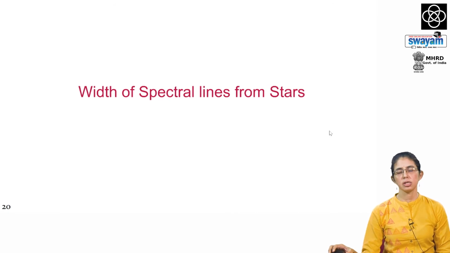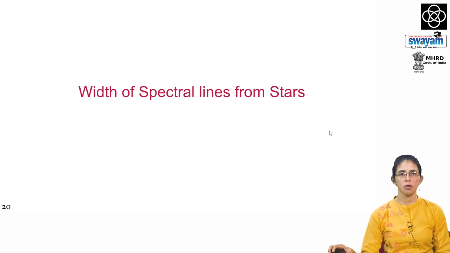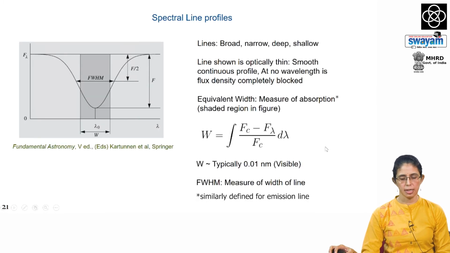While we have understood the strength of spectral lines, is it also possible to understand what causes the width of the spectral lines? The spectral lines can be broad, narrow, shallow or deep. One measure of the spectral line is the equivalent width, and this equivalent width is defined as the width of a rectangle whose length is equivalent to the continuum and whose area is equivalent to the absorption line.